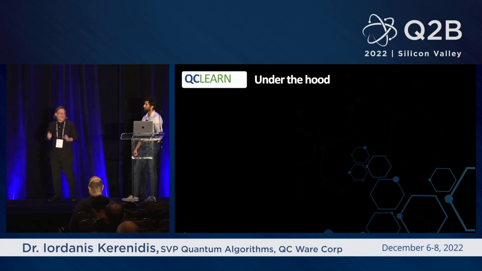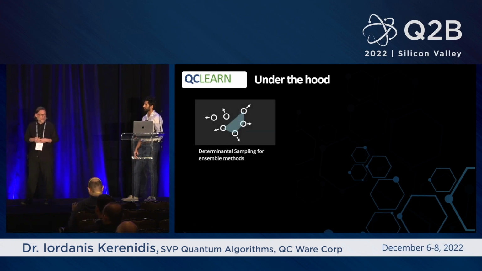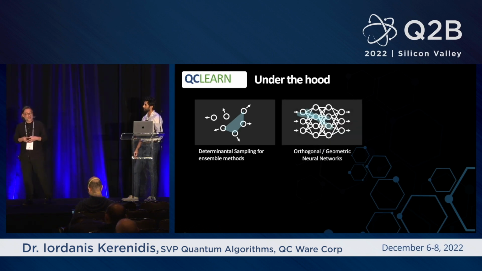Before we see QClearn in action, let's get a peek under the hood at the mathematical tools on which QClearn is built. The first one is determinantal sampling, the mathematically optimal way of ensuring diversity in the data while training. This makes the models more robust and more generalizable. We have orthogonal and geometric neural networks that train features which are independent and disjoint, hence maximizing the expressivity and the interpretability of the models.